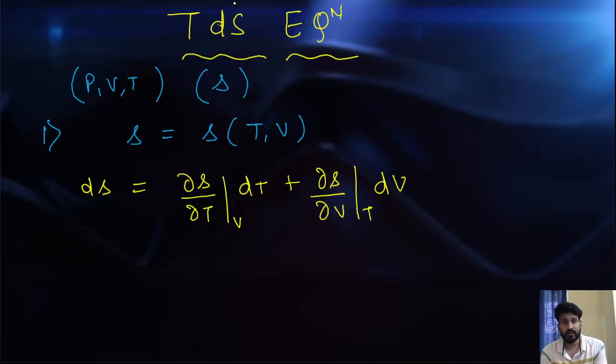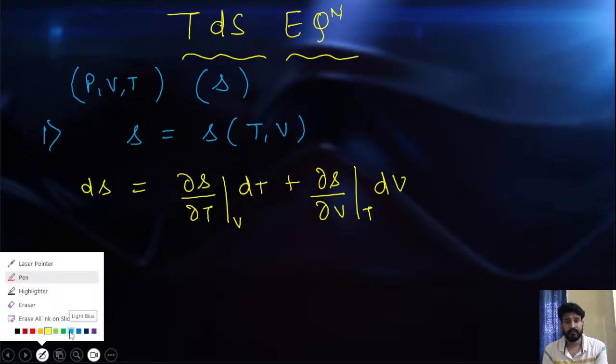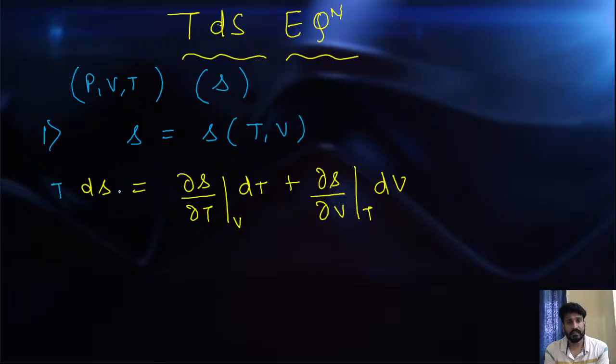Because I have to calculate the TDS equation, do one thing: just multiply with T on both sides. I multiply T with the whole equation. Done. It is clear to you.